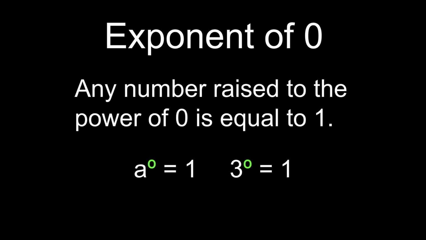And the rule for exponents of 0. Any number raised to the power of 0 is equal to 1, whether that's a to the 0 power or 3 to the 0 power. It's going to equal 1.